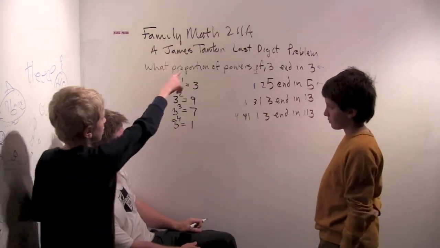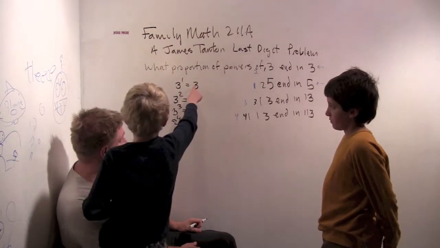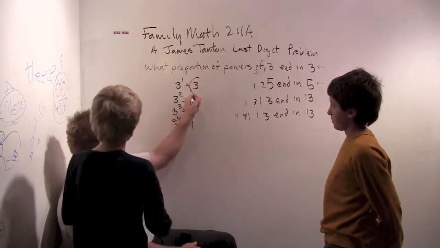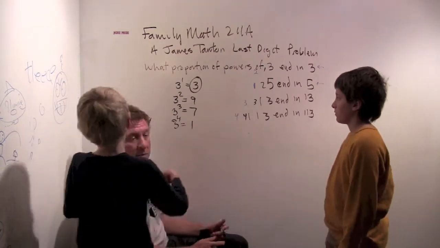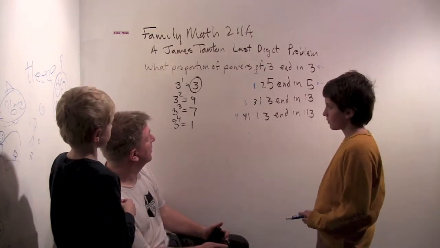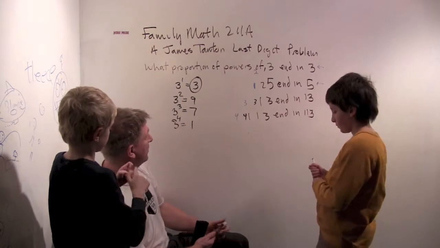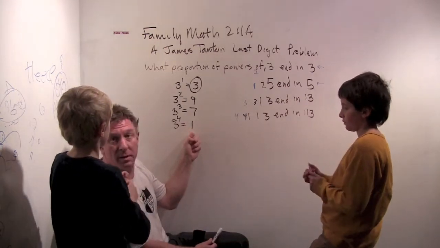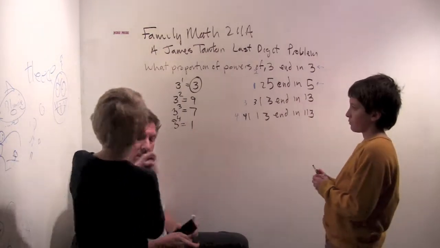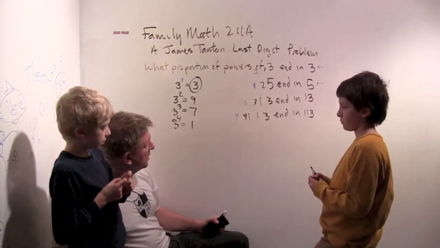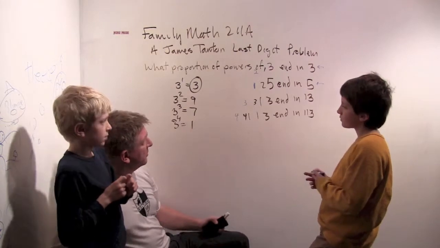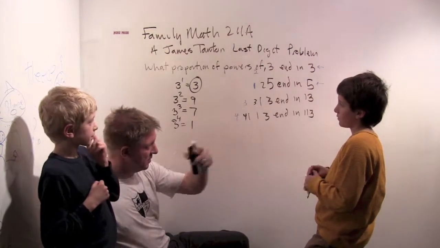So it repeats every 4, and then there's one in the pattern that ends in 3, so 1/4. Okay, so you think 1/4. And one thing that was really critical is when we found the 1, then that means the next one will go back to where it started. Okay, so that's good. Do you want to talk about the next one?